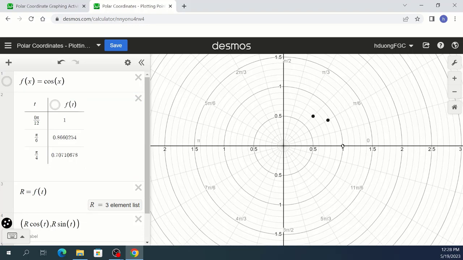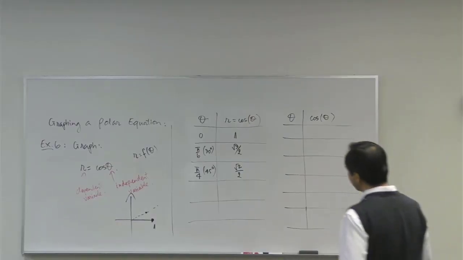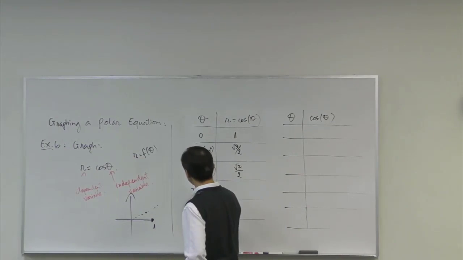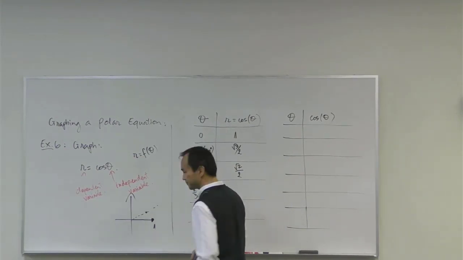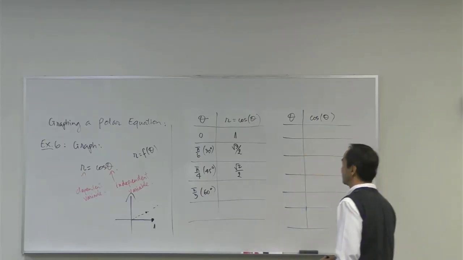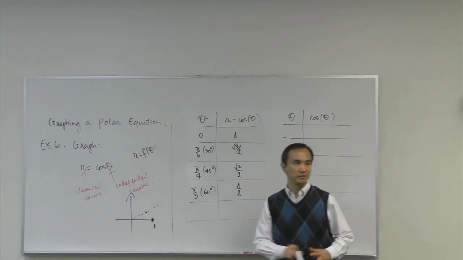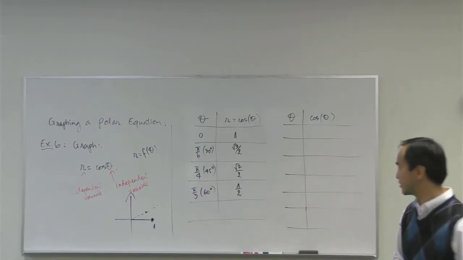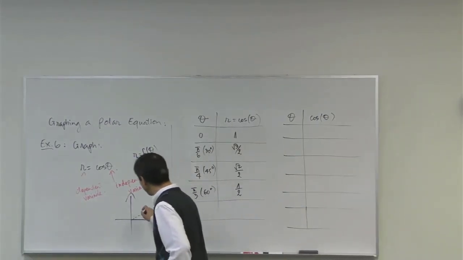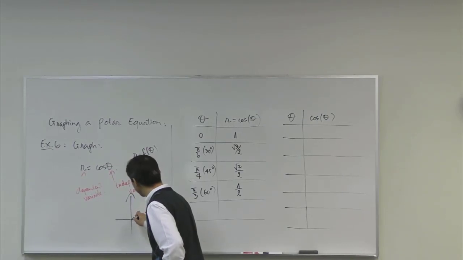Okay, so let's continue. The next one here is pi over 3, which is a 60 degree angle. The cosine is 1/2. And this one here is okay for us to put on the graph. Right at 45 degrees on this graph we're about there, and now at 60 degrees we're about here. See what I mean?